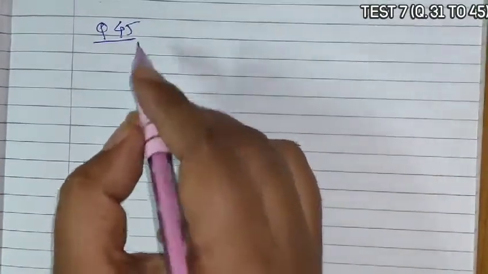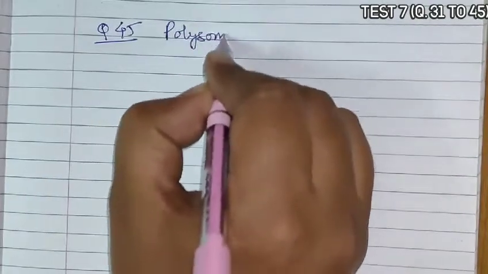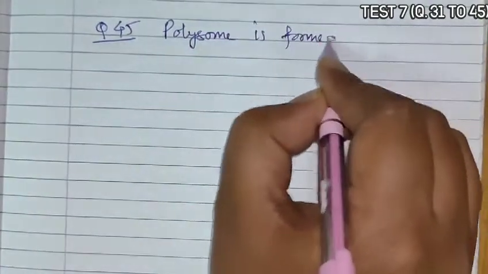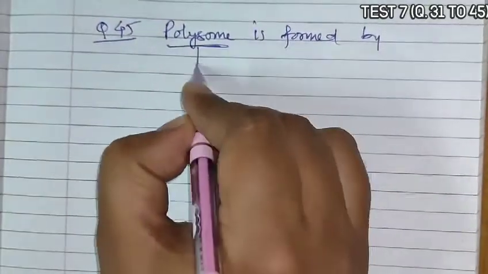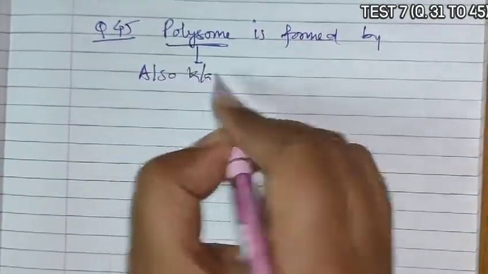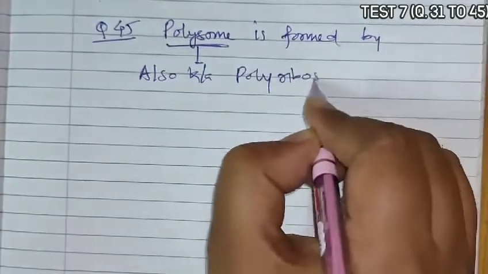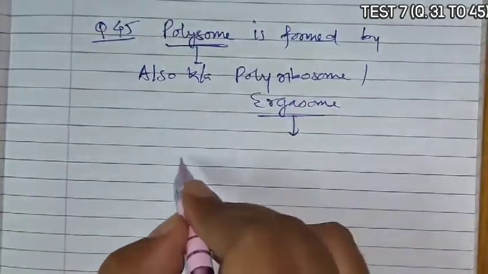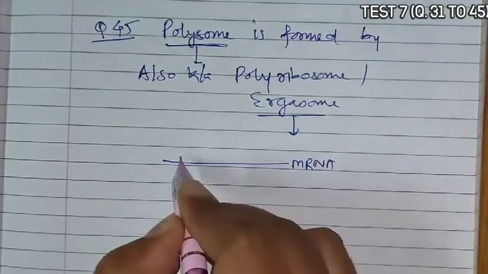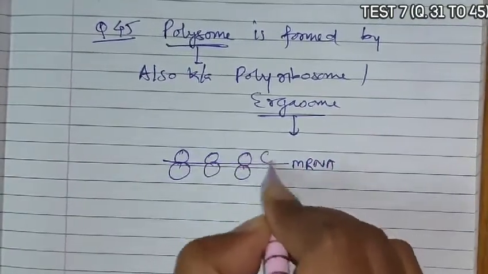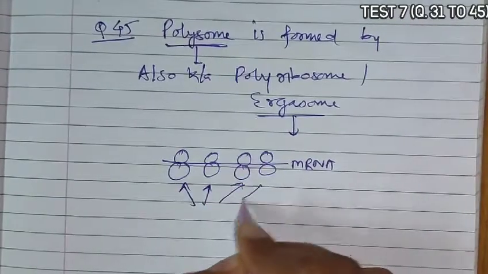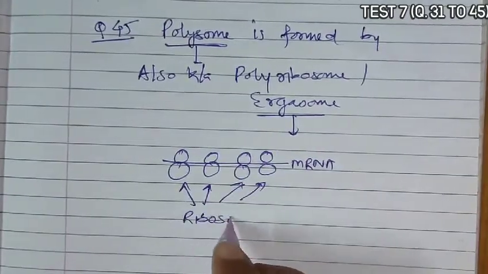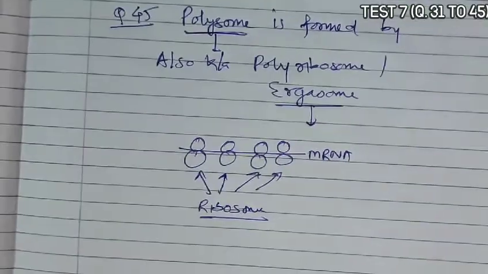Next is question 45. Question 45 asks that polysome is formed by. Polysomes are also known as polyribosome or ergasome. Now polyribosome means that if there is one mRNA and on that one mRNA several ribosomes are attached, then this is considered a polysome or polyribosome.